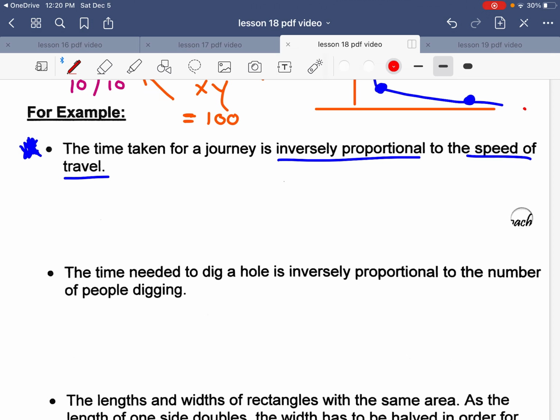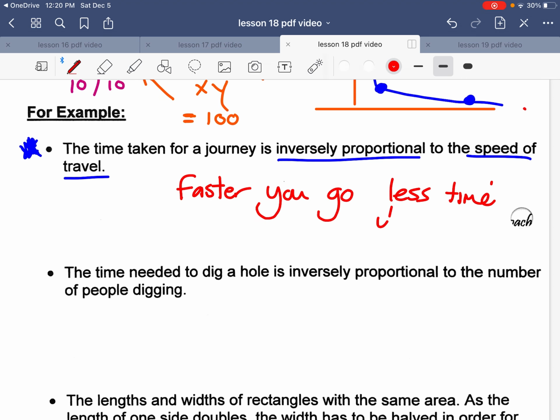So for this here, the time taken for a journey is inversely proportional to speed. I'm trying to get my thoughts through properly so I don't confuse you. Obviously, the faster you go, the less time it takes to get somewhere, correct? Forget the numbers, too confusing. If you're going 100 kilometers an hour compared to 120 kilometers an hour, the faster I go, the less time.